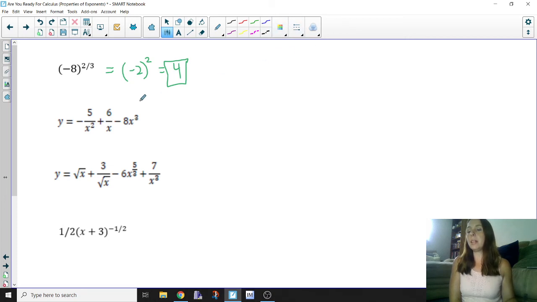Or something like this, looking at a function like this and knowing that you could rewrite it as y equals negative 5x to the negative 2 plus, what would the next term be? See if you can get it before I write it. What would that be? 6, coefficient of 6 in front of your x to the negative 1 power. Let's leave this one as it is, minus 8x cubed.